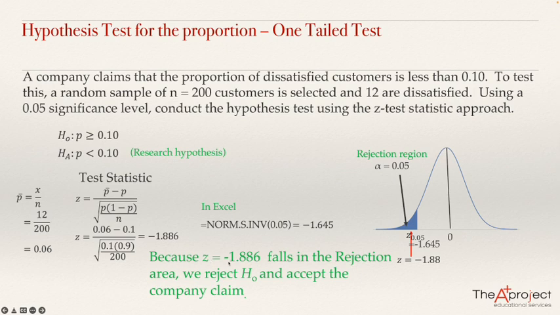So let's type here the conclusion. Because z equal negative 1.886 falls in the rejection area, we reject H0, so we reject the null hypothesis and accept the company claim. So we accept that P is less than 0.10, or the proportion of dissatisfied customers is lower than 10%, as the company was claiming.